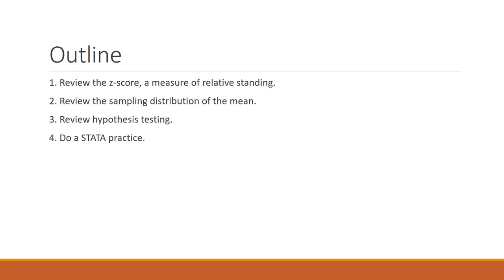Now, the way that we're going to do this is we're going to review a couple of concepts first. We're going to build kind of the foundation. We're going to look at a measure of relative standing called a Z-score, or you will later call it a Z-statistic. Then we're going to review the sampling distribution of the mean, because that will be a very important concept for this. Third, we're going to look at hypothesis testing. And then finally, we're going to do a kind of a demo or a practice in Stata where I've given us some questions that we might want to answer, and then we're going to look into Stata at how we might want to answer them. All right, so let's begin.